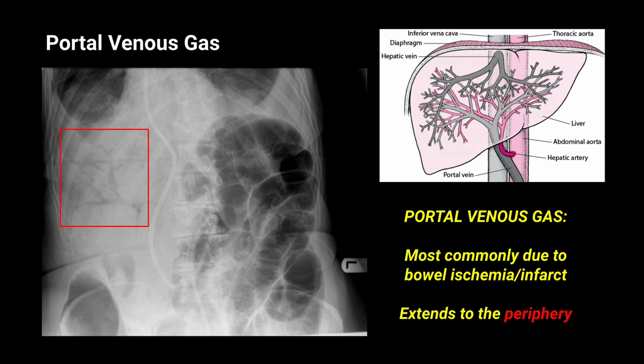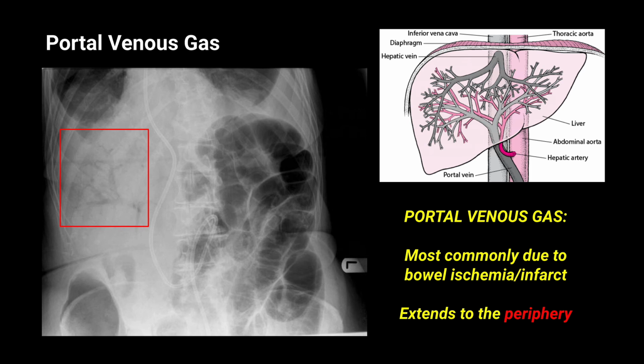So here we have some air that's overlying where you expect the liver to be. And this is actually portal venous gas. You can see that branching pattern of air present within the portal veins, predominantly in the right lobe, but maybe tracking a little bit into the left lobe as well. Now, this is most commonly due to bowel ischemia or infarct. As the bowel mucosa breaks down and air gets into the wall of the bowel, some of that air will be absorbed and collected into the portal vein system and track itself peripherally into the liver.